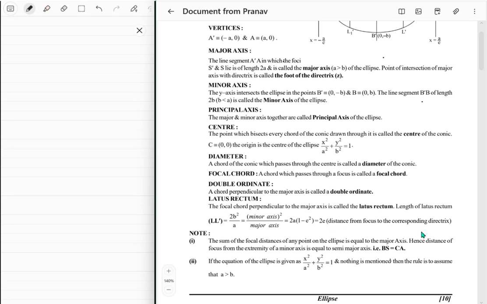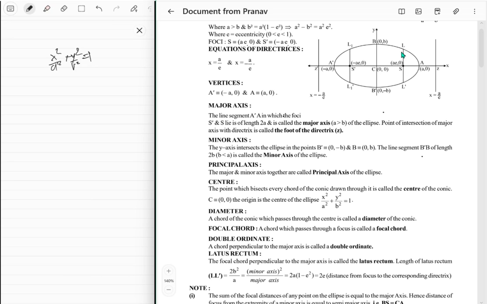But no need for all of this. I mean, 2b squared upon a is good enough. You don't need all of this. Okay, why is that the case? So x squared upon a squared plus y squared upon b squared equal to 1, we said. So at x is equal to ae, what will your y be?